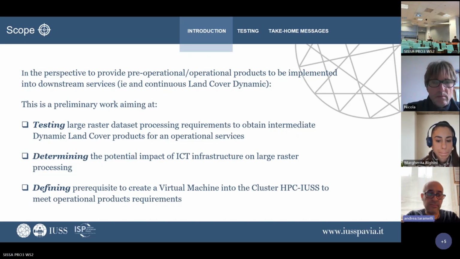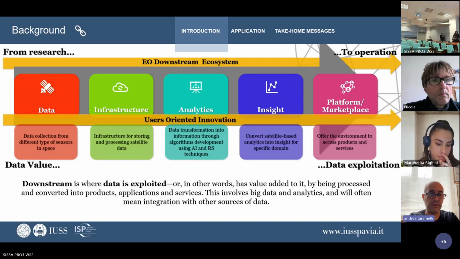This was a preliminary work aiming at three main things. First, testing large raster dataset processing requirements to obtain what we call intermediate dynamic land cover products. This is done for determining the potential impact of the ICT infrastructure on the largest datasets, and defining the prerequisites to create a virtual machine into a cluster for HPC use. Next, I would like to set up the boundary conditions. So why are we doing that?